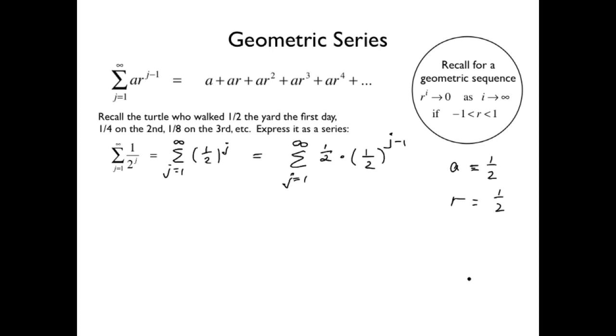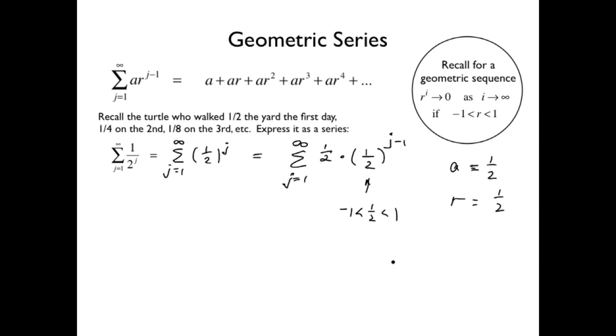Is this a convergent geometric series? Is this convergent, and how do you know? Is this series going to converge? Yes, because of the rule that r is between -1 and 1. Check. So we know this is going to converge.